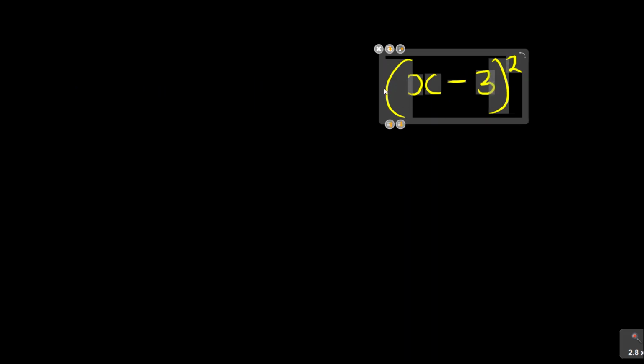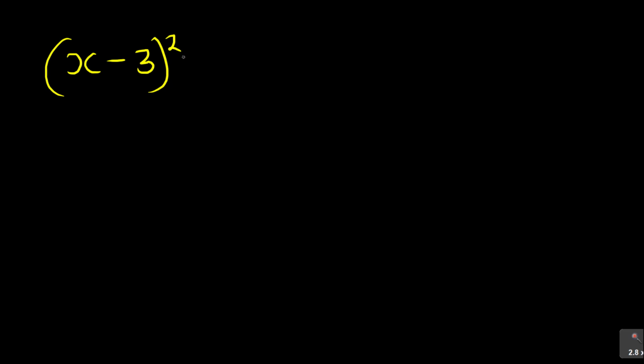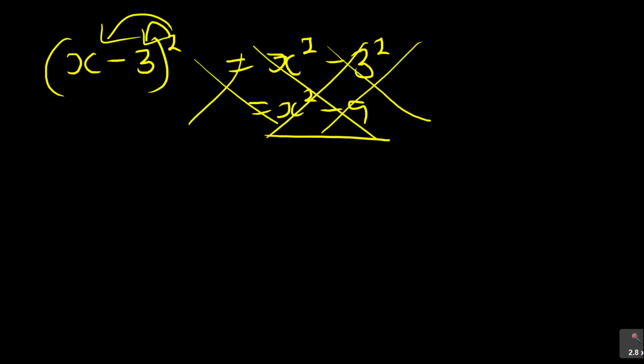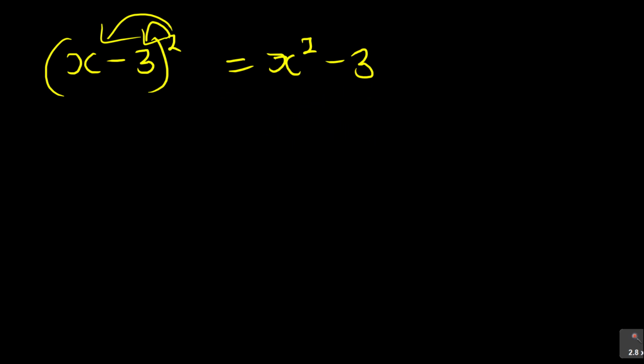Alright, let's take it in here. Don't do what is common. Students will just say equal to, take the 2 in, it will be x squared, and then take the 2 in minus 3 squared, which is x squared, and then they'll say 3 squared is minus 9. Wrong, wrong, wrong. Very, very wrong. More than wrong. A mathematical massacre, mathematical suicide, it is not allowed.